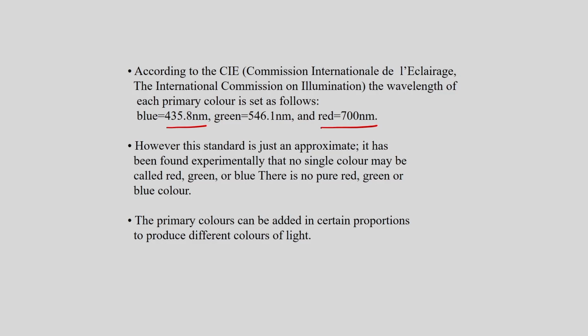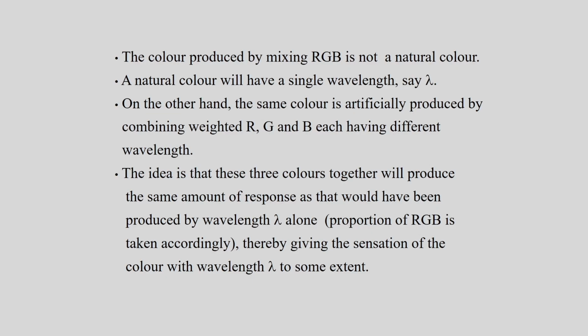And the primary colors can be added in certain proportion to produce different colors of light. In this case, the color produced by mixing RGB is not a natural color. For a natural color, we have only a single wavelength. The wavelength is lambda.